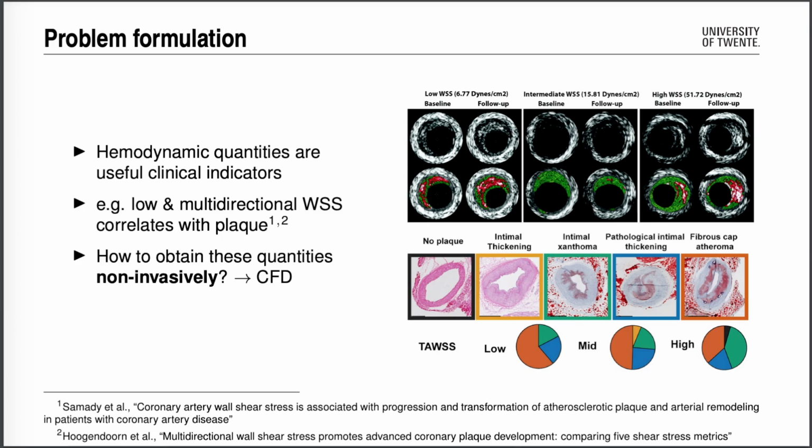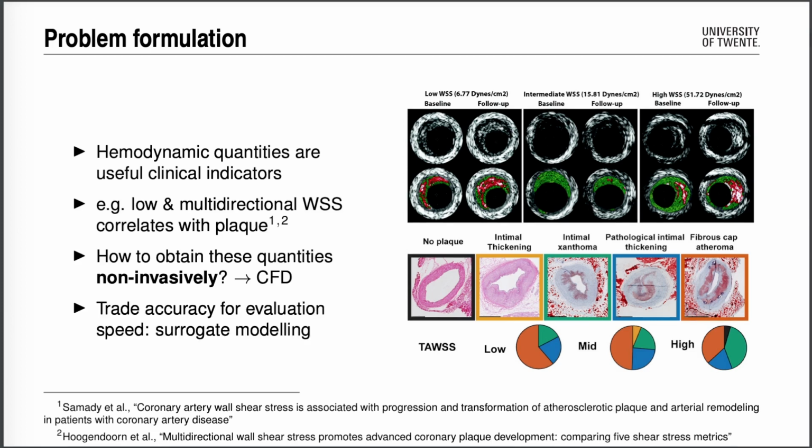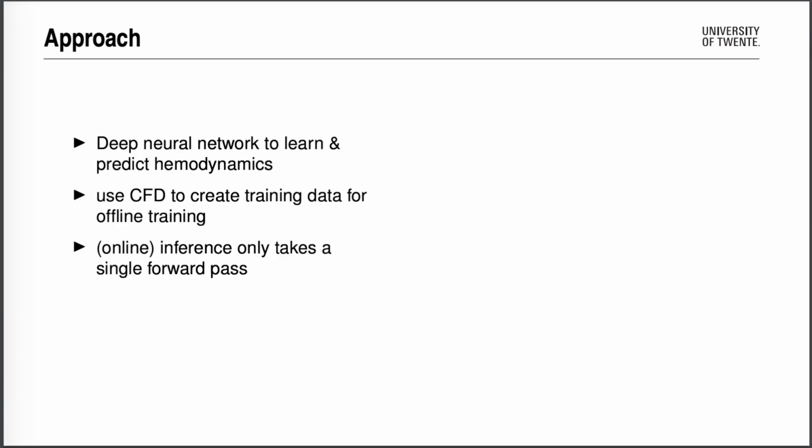In some medical applications, high-precision solutions may not be necessary and can be traded for evaluation speed. To make use of hemodynamic biomarkers in this domain, surrogate models are needed. Deep neural networks are an attractive class of surrogate models because once they are trained, estimations can be really fast. To employ them in hemodynamic parameter estimation, we generate large datasets of ground truth simulations using CFD and optimize a network's parameters in an offline training phase. Inference then only takes a single forward pass through the network and is performed in seconds.